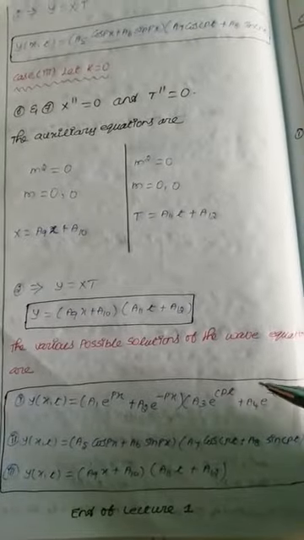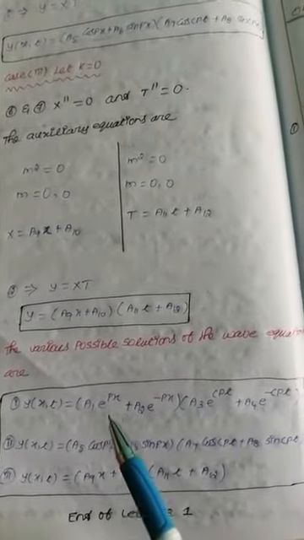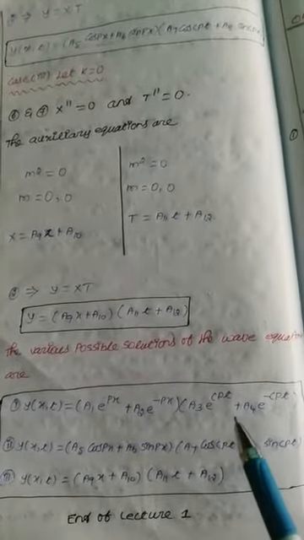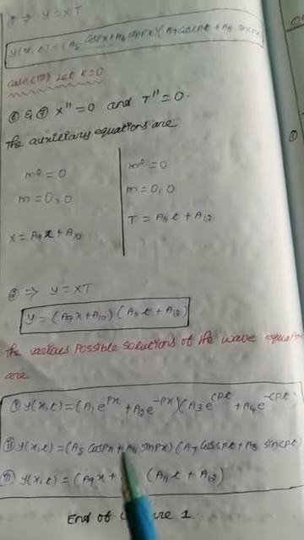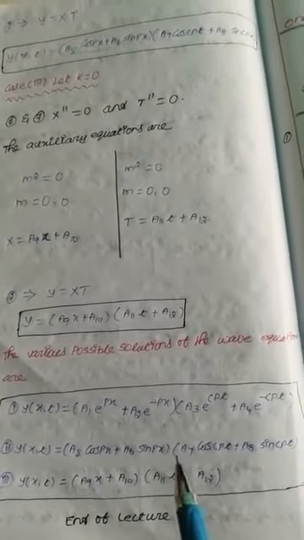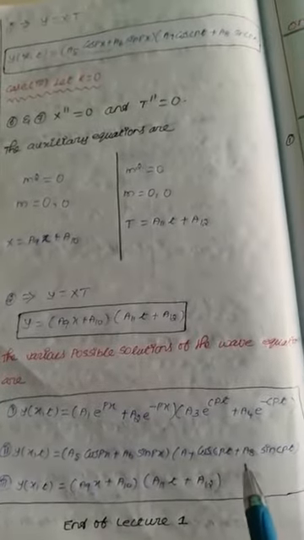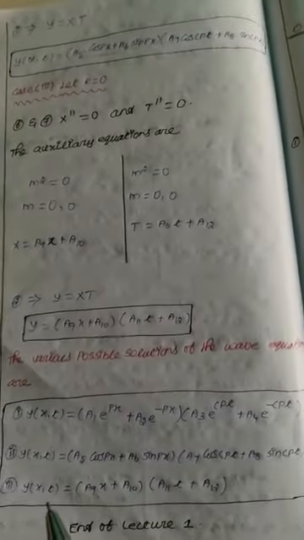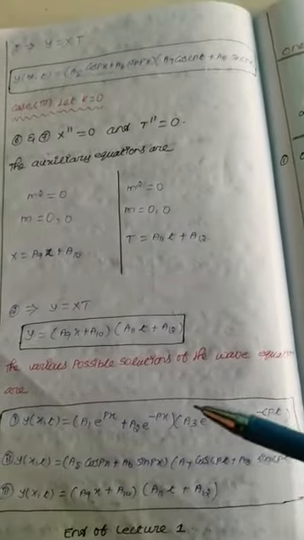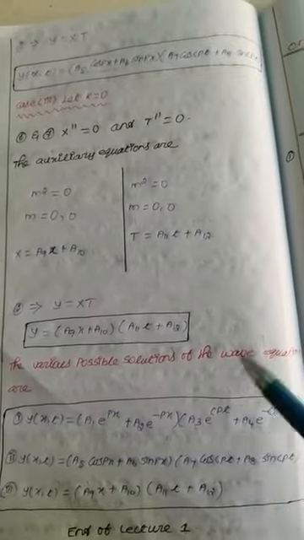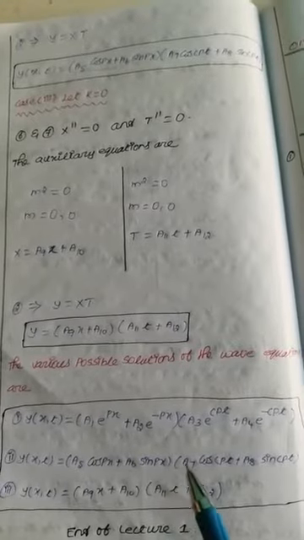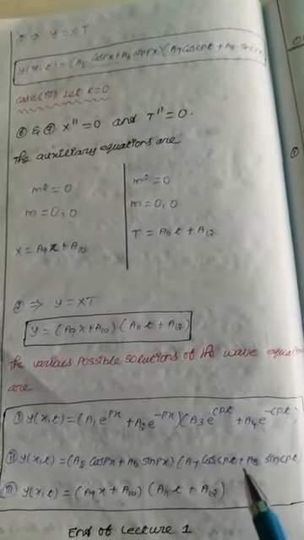Now we get the three possible solutions: y equal to X times T. The first is a1 e power px plus a2 e power minus px, times a3 exponential of cpt plus a4 exponential of minus cpt. The second is a5 cos px plus a6 sin px, times a7 cos cpt plus a8 sin cpt. And the third is y of x comma t equal to a9 x plus a10, times a11 t plus a12. Now from these three equations, which is the physically acceptable solution? It is a5 cos px plus a6 sin px into a7 cos cpt plus a8 sin cpt.